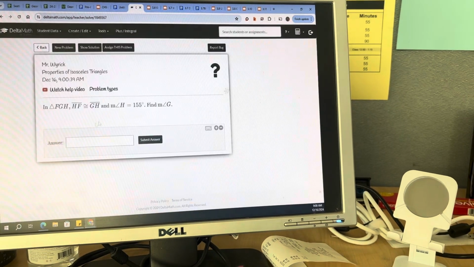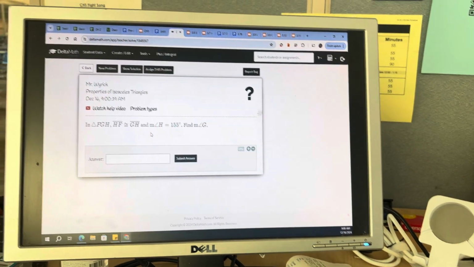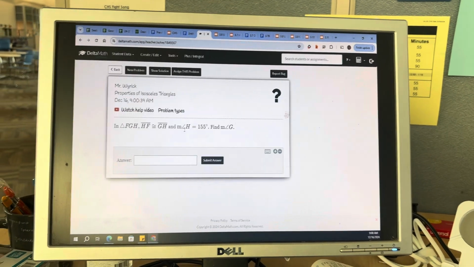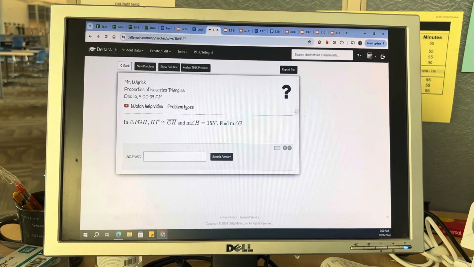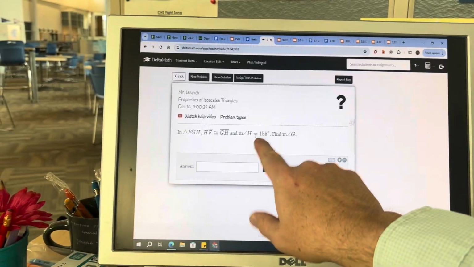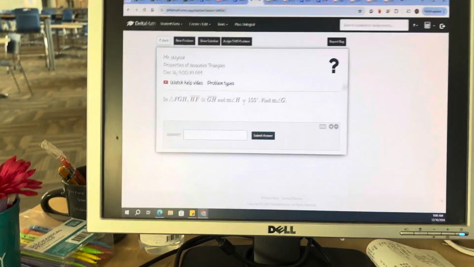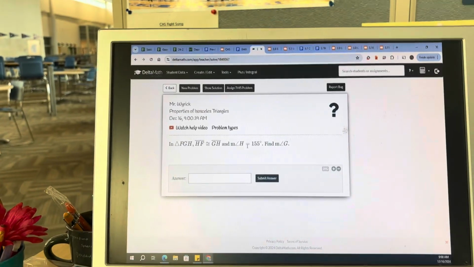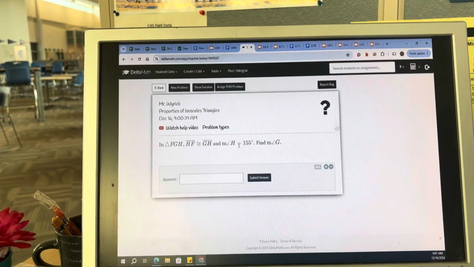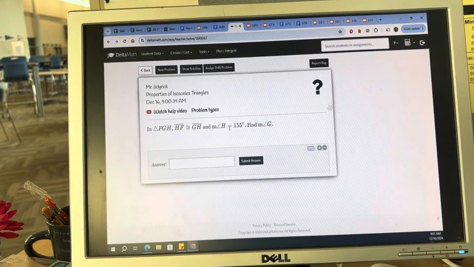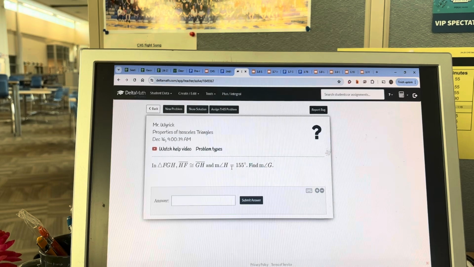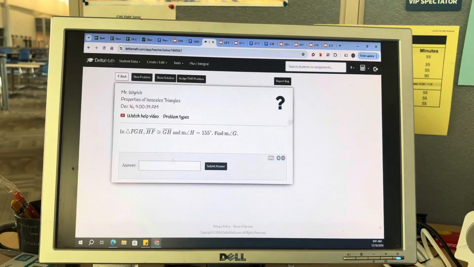Properties of isosceles triangles. This is going to ask you about sides and angles of an isosceles triangle. Remember, two of the angles have to be the same. And in this one, this 155 is too big for another one to be that. Remember, they have to add up to 180. So 180 minus 155 should be 25. Yes, 25. So I have 25 between the other two angles. So each one is going to be 12 and a half.